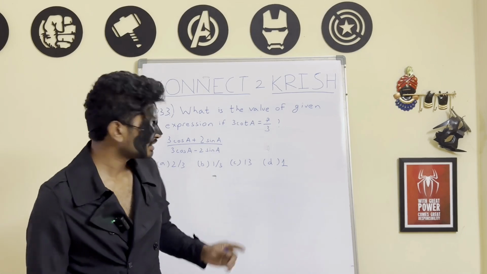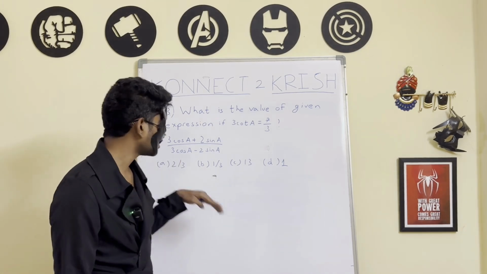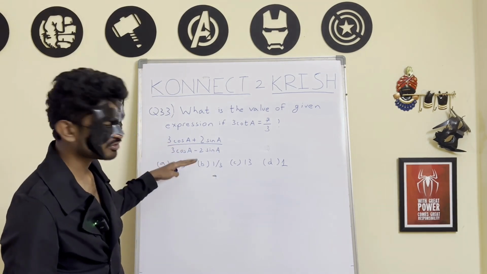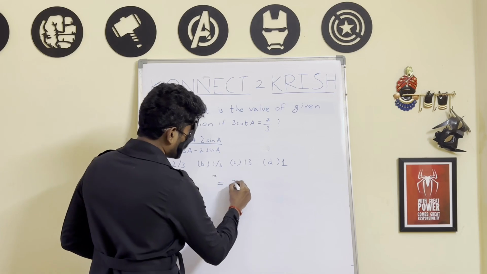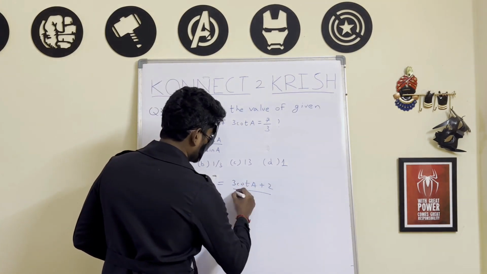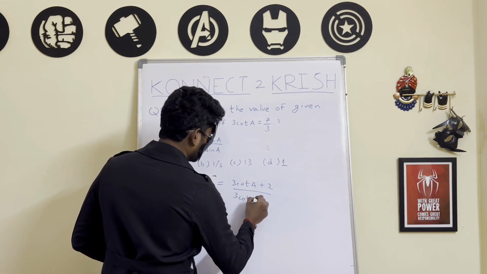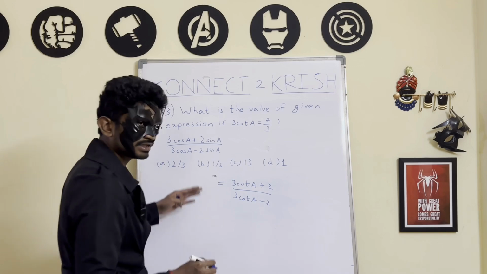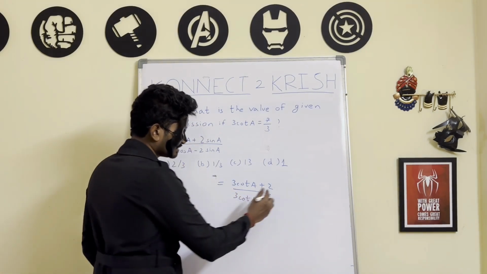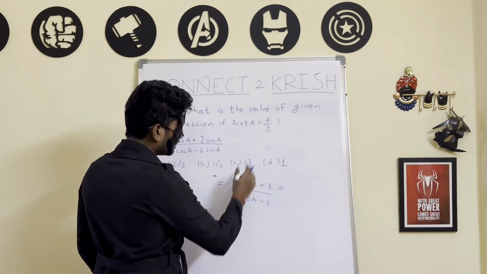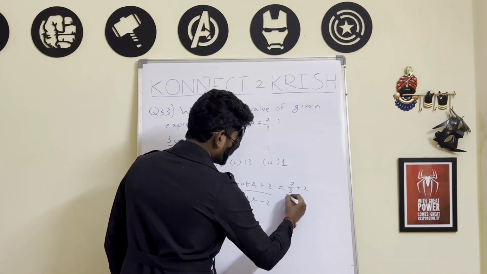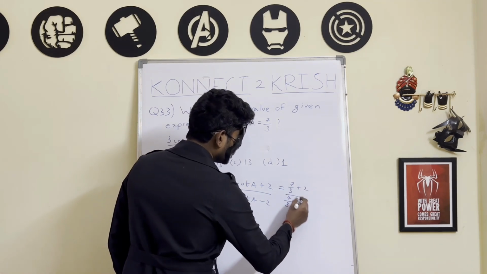So I already solved this kind of question, so I will be solving it faster here. I will be dividing numerator and denominator by sin A to get it in the form of cot. So this will be nothing but (3 cot A plus 2) by (3 cot A minus 2). How did I get it? After dividing the numerator and denominator by sin A, I got this equation. Cot A is 7 by 3, so 3 cot A is 7. So (7 plus 2) by (7 minus 2).